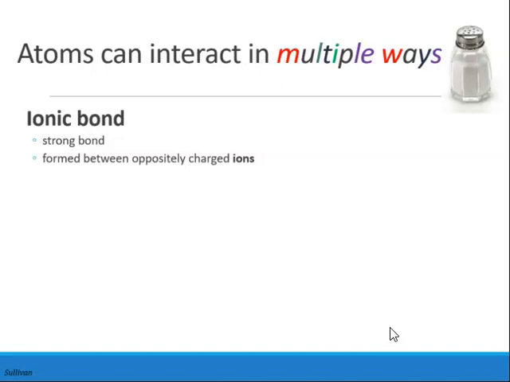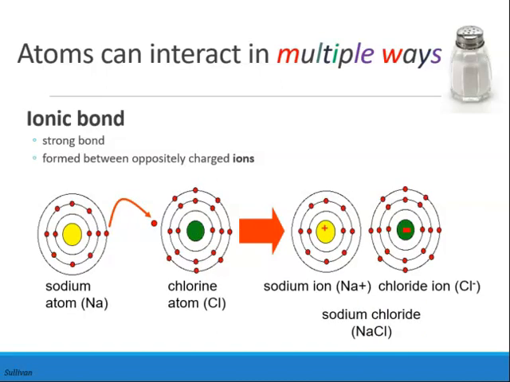An ionic bond is a strong bond and it's formed between oppositely charged ions. So we'll have one ion that's positively charged and another ion that is negatively charged. A common example we like to use is salt. Salt is made up of 2 atoms or 2 elements, sodium and chlorine. The sodium ion is positively charged, whereas the chloride ion is negatively charged.